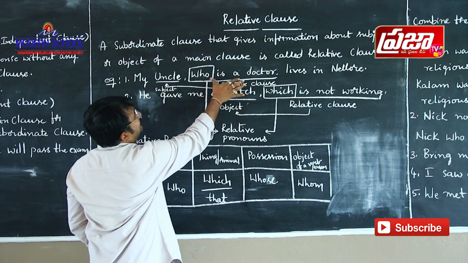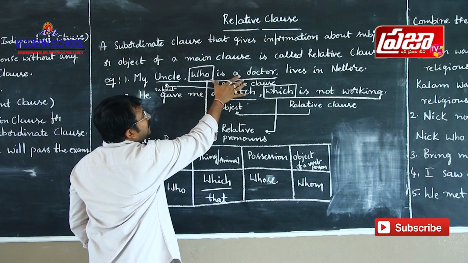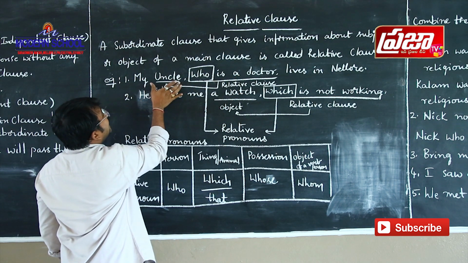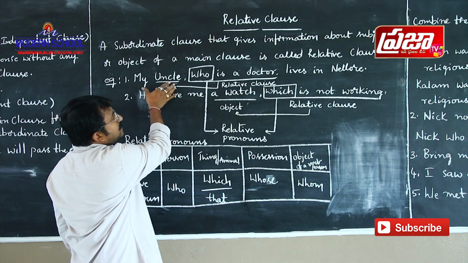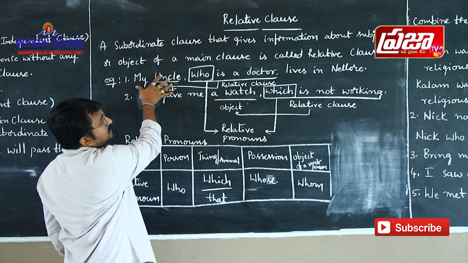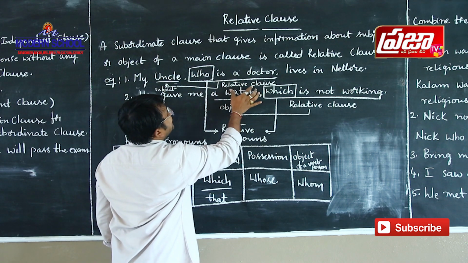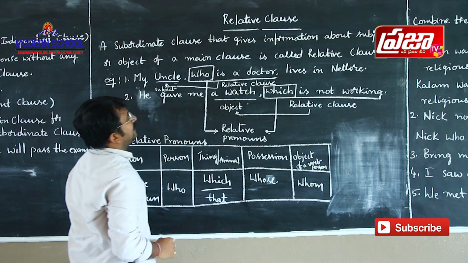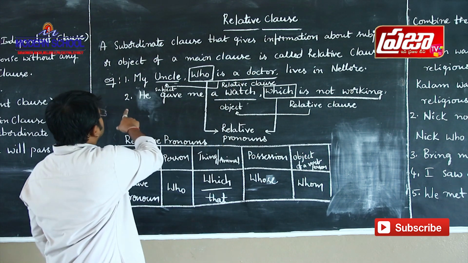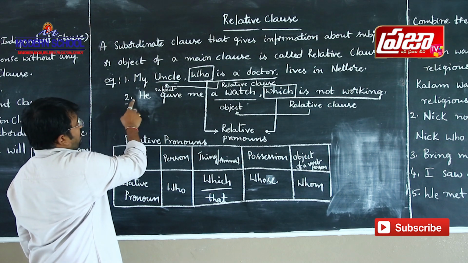If you take this subordinate clause, it gives the information about my uncle. So we call this subordinate clause a relative clause. And let us see the second example here.